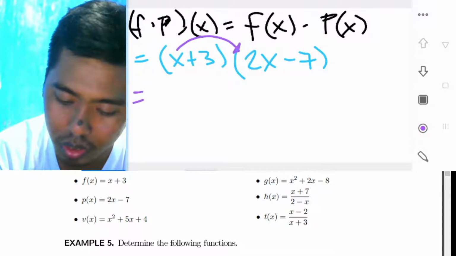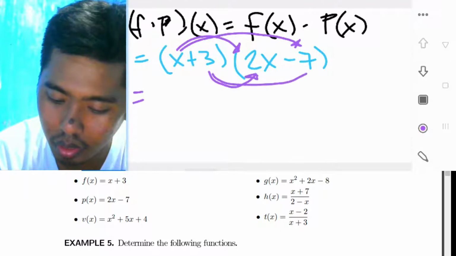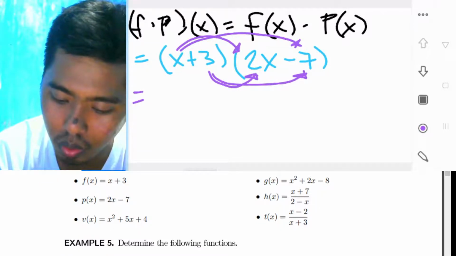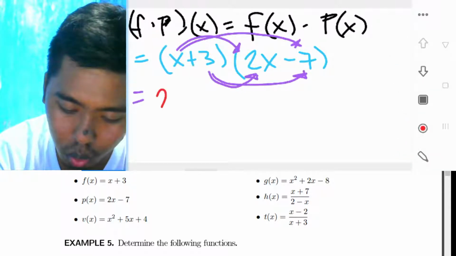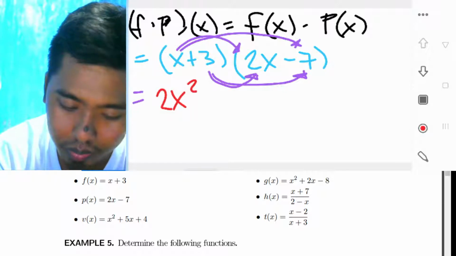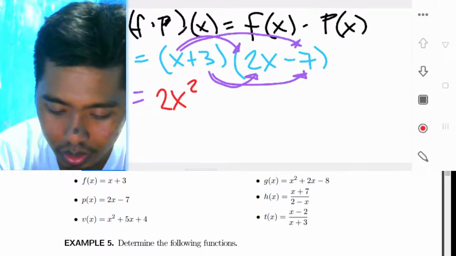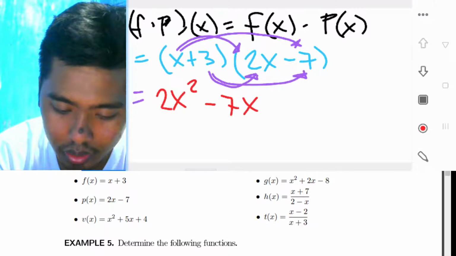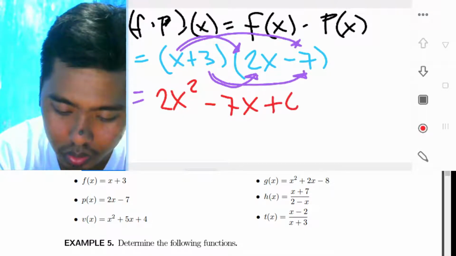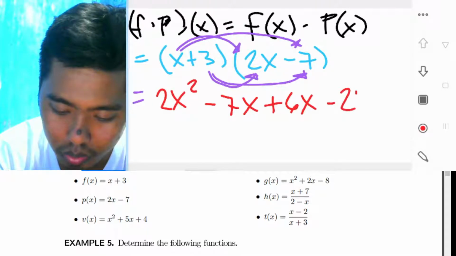So when multiplying, as I mentioned before, we just substitute. We use the FOIL method. Alright, so this would become like this. X times 2x would become 2x squared. X times negative 7 is negative 7x. 3 times 2x is positive 6x. 3 times negative 7 is negative 21.